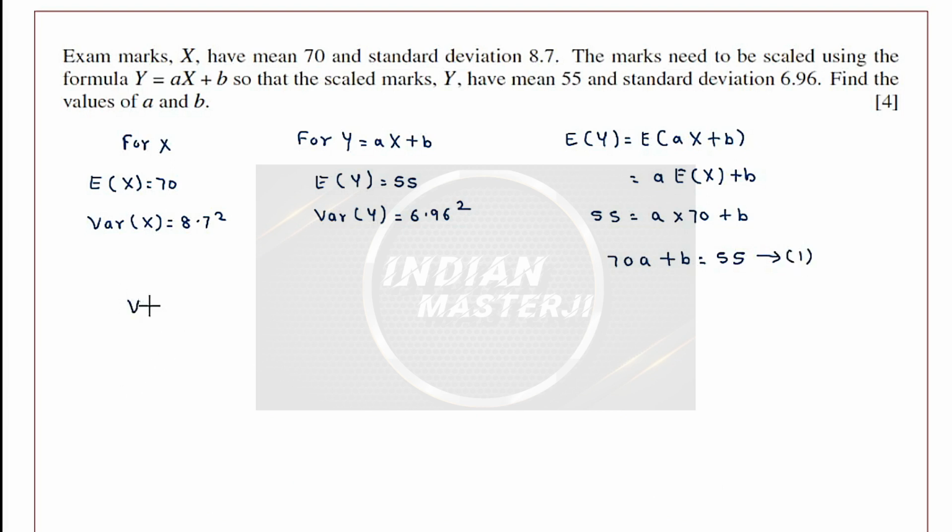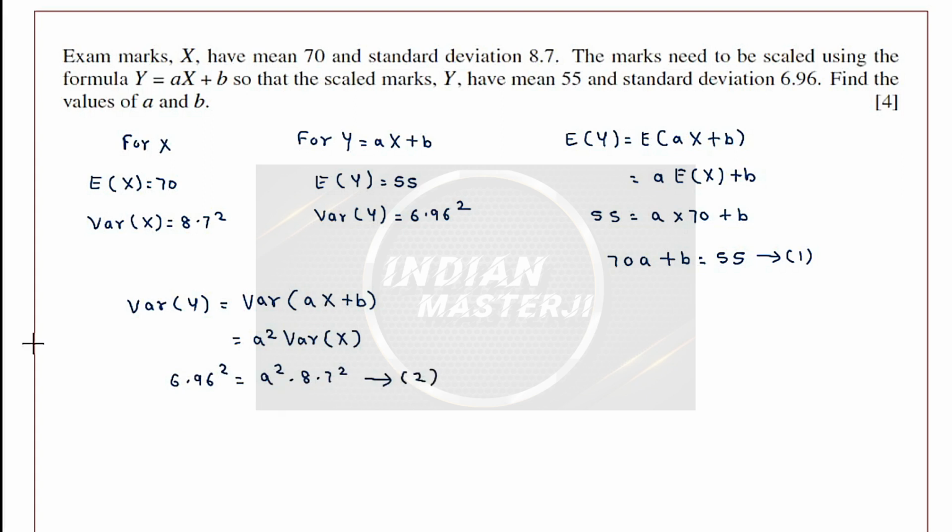Okay. Similarly, variance of y will be equal to what? Variance of ax + b, and this we know is equal to a square into variance of x. Correct? So that means can I say 6.96 square is equal to a square into 8.7 square. Correct? So this becomes equation number 2.